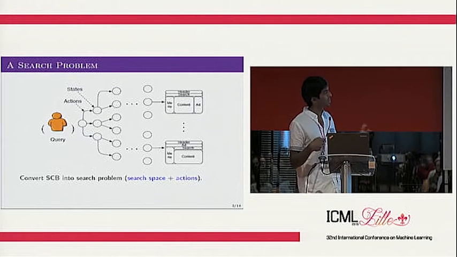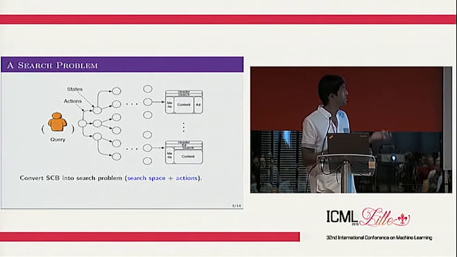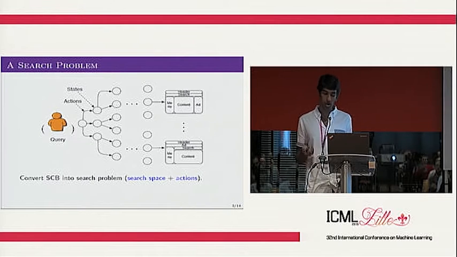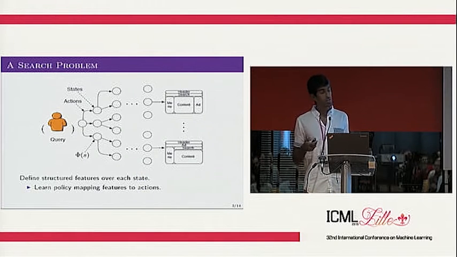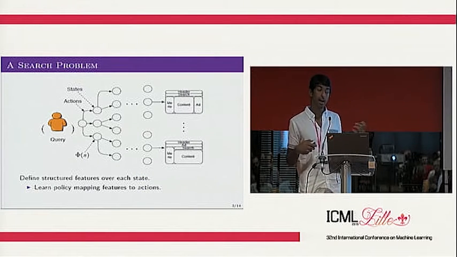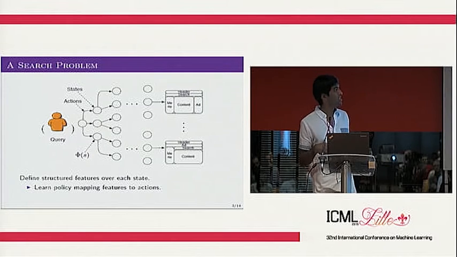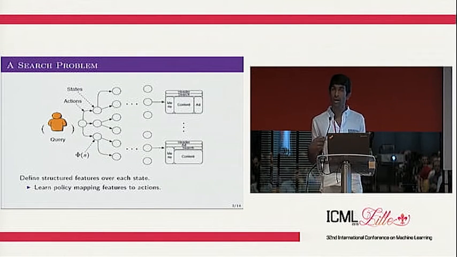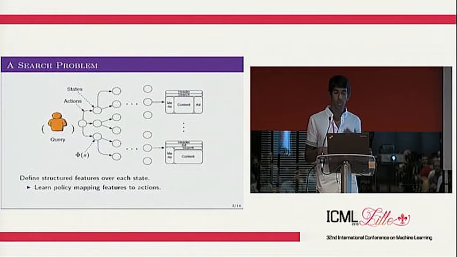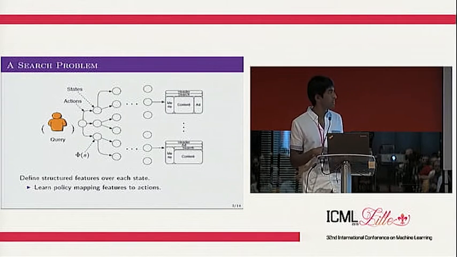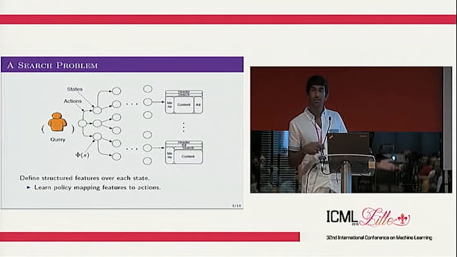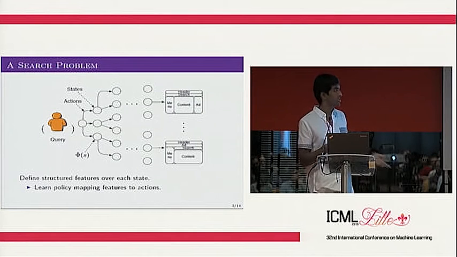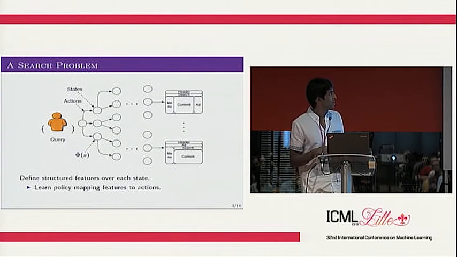So this is the first step in this reduction. You convert the structured contextual bandit problem into a search problem. You define these feature maps on every search state or every decision point, and your goal will be to learn a mapping from these feature vectors to actions. And if you have such a mapping, you can apply this throughout the search space, and that gives you a policy for doing web page layout. And again, we'd like to learn a policy that has good performance. It shows web pages that users like.